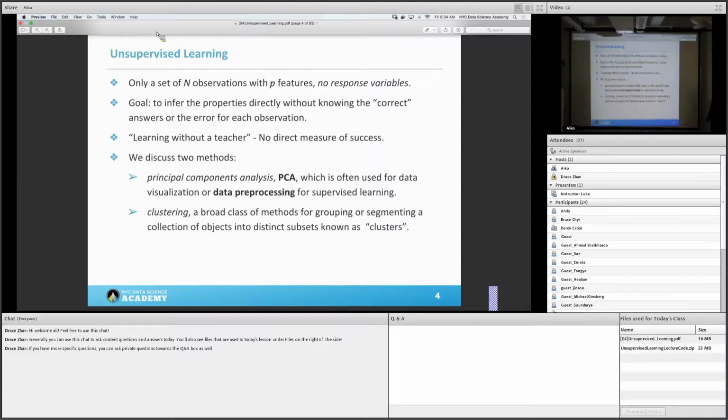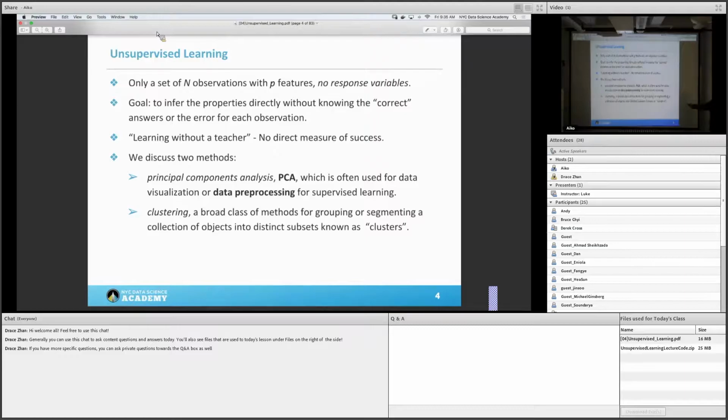But because of the lack of response variables, the success or failure of the learning algorithm becomes subjective. The goal is to infer the properties directly without knowing the correct answer or the error for each observation. It's also called learning without a teacher, and therefore there's no direct measure of success. This type of learning technique is probably not emphasized too much in Kaggle, but it's also very important in the industry.